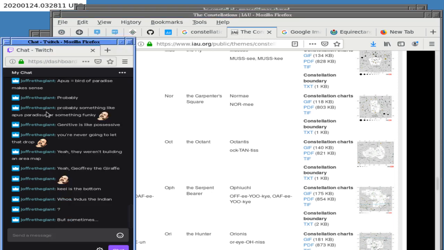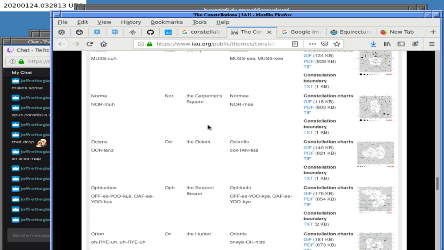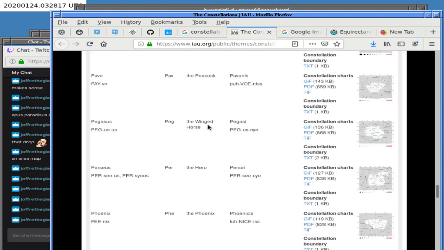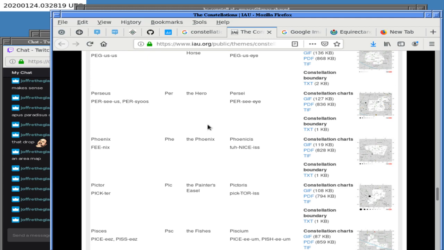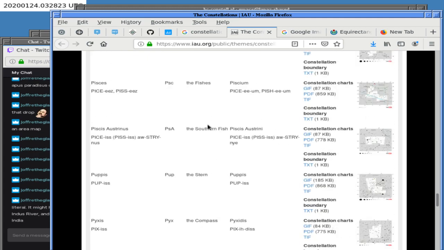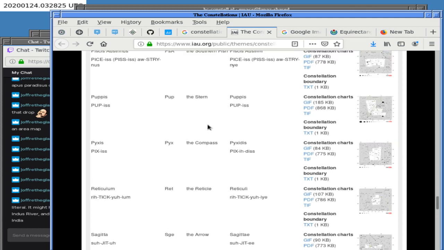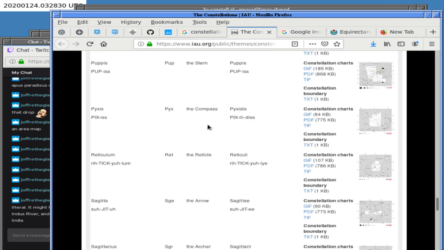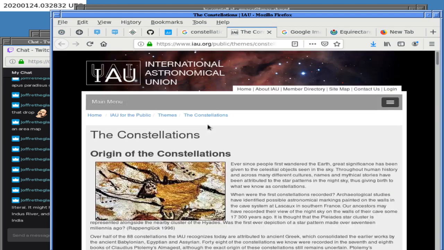The Serpent Bearer, the Hunter, peacock, winged horse, the hero of Greek mythology, the phoenix, the painter's easel, the fishes, the stern. Oh, wait a minute. Do we have two compasses here? Oh, this is good. This is actually, I'd never noticed this before.